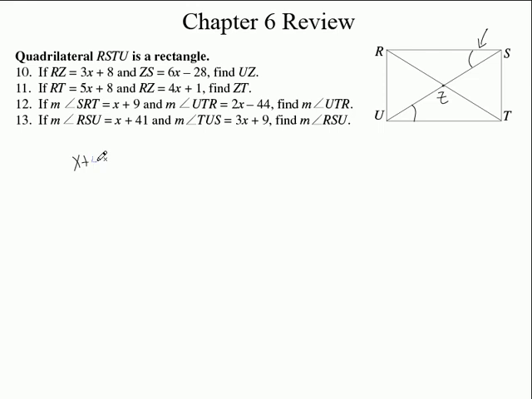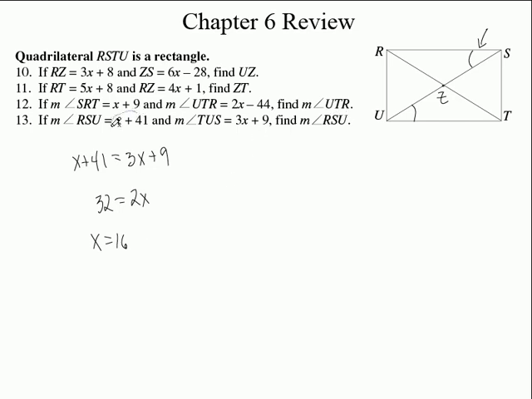So x plus 41 equals 3x plus 9. Solve for x. Subtract x from both sides. I get a 2x. Subtract a 9 from both sides, and I get a 32. Divide both sides by 2. 32 divided by 2 is 16. X is 16. We have to find RSU.